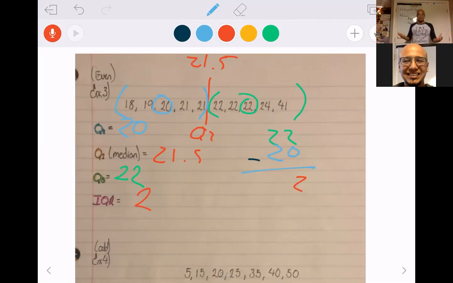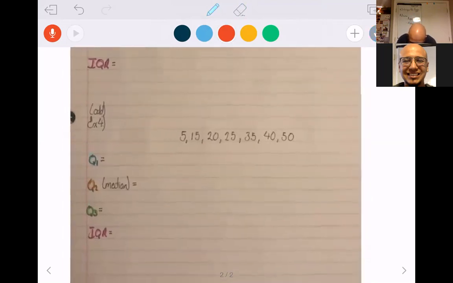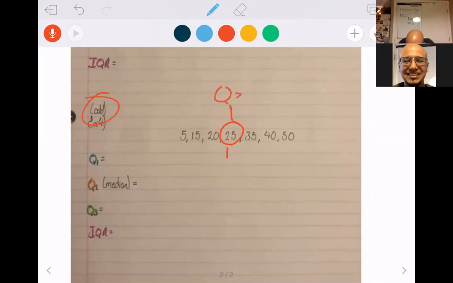Pretty simple. Okay, let's look at one more example. And now let's work with an odd number of values. So again, we're working with an odd number of values. Here we have 1, 2, 3, 4, 5, 6, 7 values. And so I can see that because we have 7 values, the median is going to be one specific number, and that number is 25. So 25 is my Q2. That is my median. I might as well put it here already.